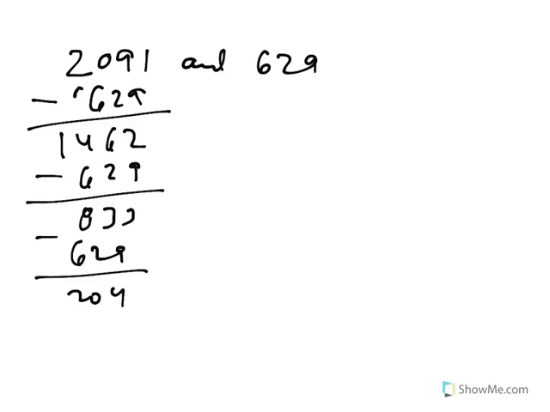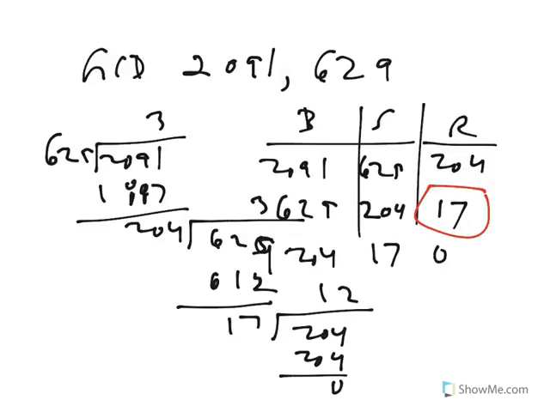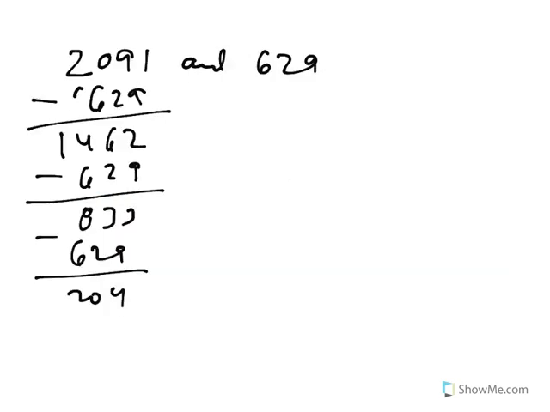This 204 you'll recognize from right over here. It was the remainder when you divided 2091 by 629. Because that's what remainder is. Division is how many times can we subtract the smaller thing from the bigger thing. And the remainder is what's left over when I can't subtract any more 629s. So this 204 is the remainder.